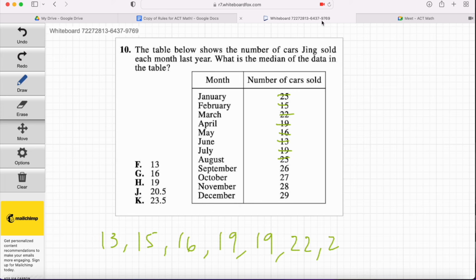And then 26, 27, 28, 29. What are the others after 25? Oh yeah, and those are nice. 26, 27, 28, and 29. Okay, I'm going to pan over just a little bit. There we go. Okay, good.